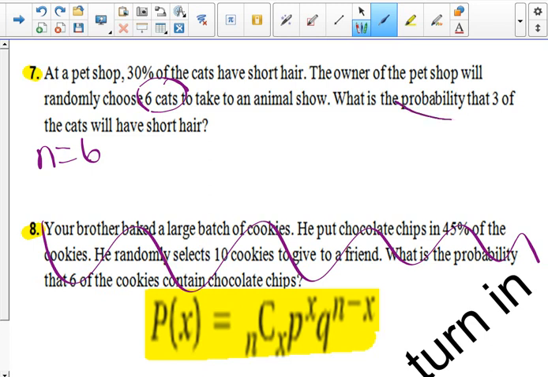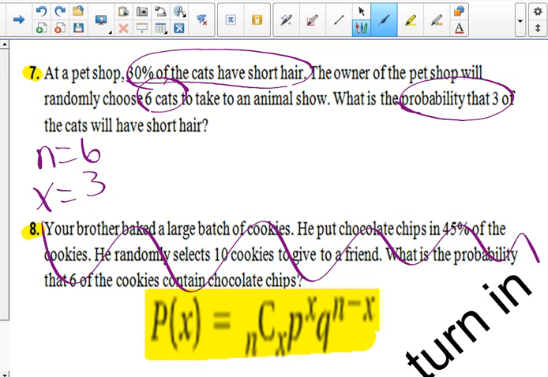Okay, what's the probability? So what do you want? 3 of the cats will have short hair. So that's your x, your successes. You want to know what is my x. It says 30% of the cats have short hair. So that's your success. They want to know what's the probability that 3 will have short hair.